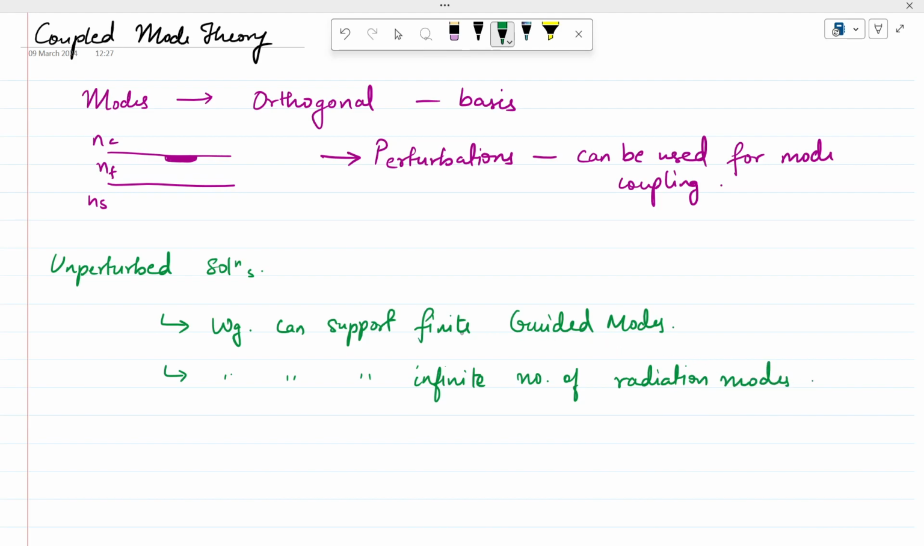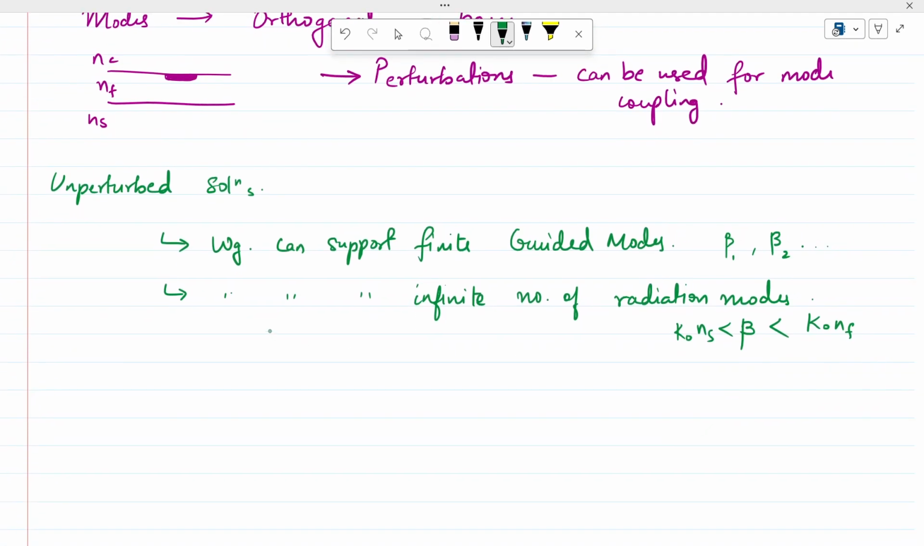This is from the fact that the guided modes are finite and discrete. So we will have a certain number of modes corresponding to beta 1, beta 2, like that. But the radiation modes will have a range of betas smaller than k naught nf and larger than, if ns is larger than nc, k naught ns. Since it's a continuous range, there will be an infinite number of radiation modes. So all these solutions are basically the solutions of this particular wave equation.